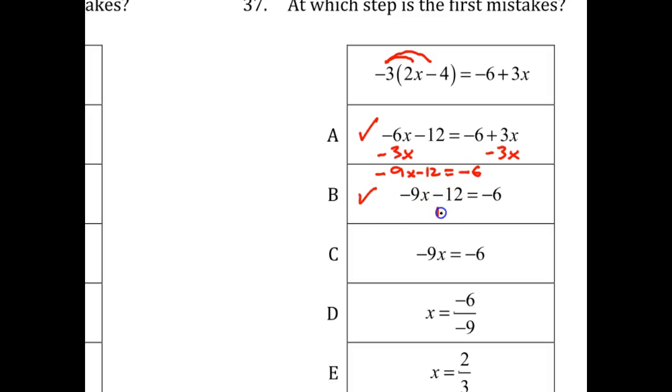Then we would add 12 to both sides, and negative 6 plus 12 would be positive 6, right? And here they have negative 6, right? So there's the mistake, so the mistake is on C once again.